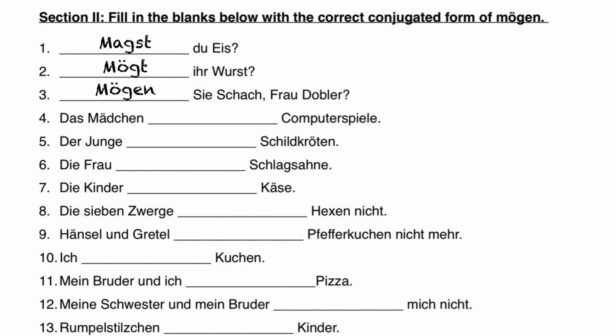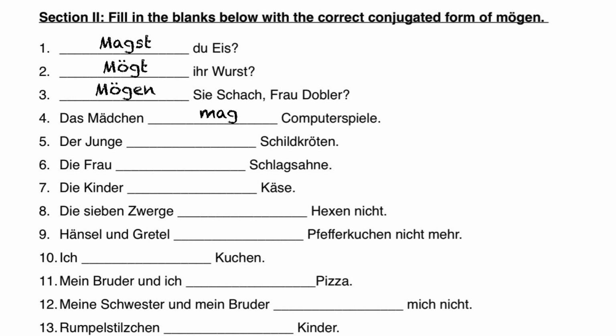Nummer 4. Das Mädchen, something Computerspiele. And here it could be ambiguous. It doesn't necessarily mean that the girl is the subject or that the computer games are the subject, but generally speaking, girls like computer games and not the other way around. So we're going to say that the girl is the subject here, and therefore we have to use the er/sie/es form, in this case the s form, and so we say das Mädchen mag Computerspiele. The girl likes computer games.